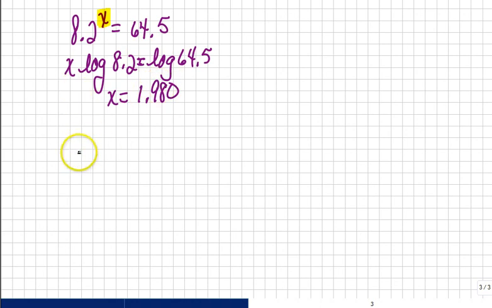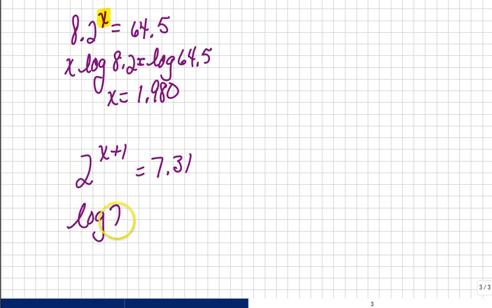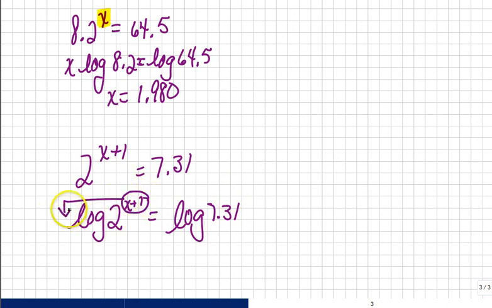How about 2 to the x plus 1 equals 7.31? A little bit different on this exponent. We got another integer added on to the x, so we're going to take the log of both sides. Same process. This time I'll put the step in to avoid confusion. So we just take log, put it on both sides. Log 7.31. And applying the power property, the power can come down front, as we've done several times now.